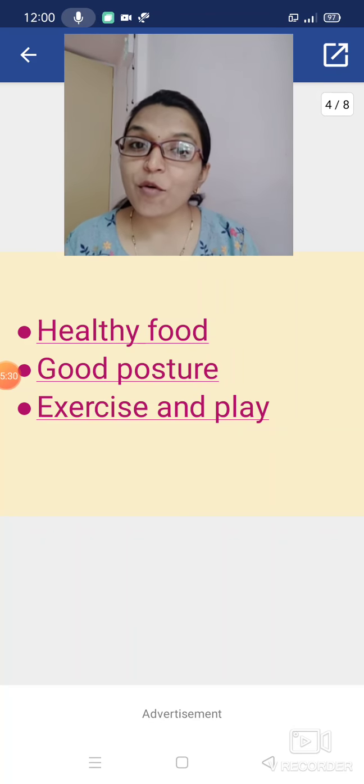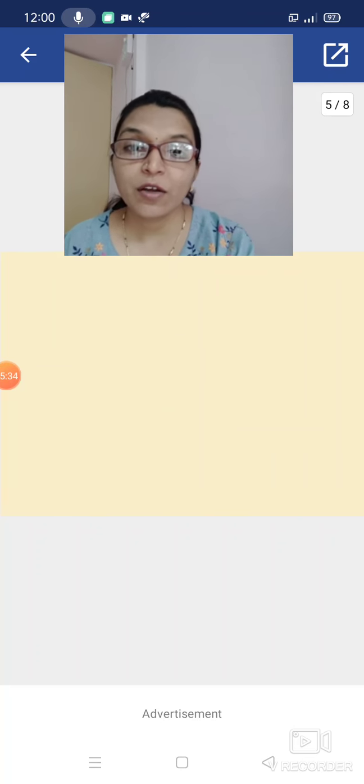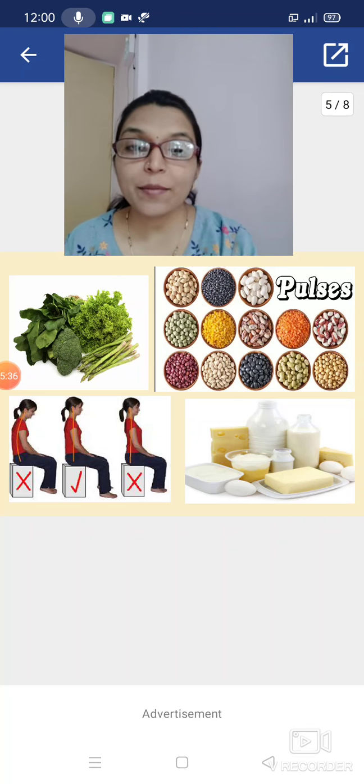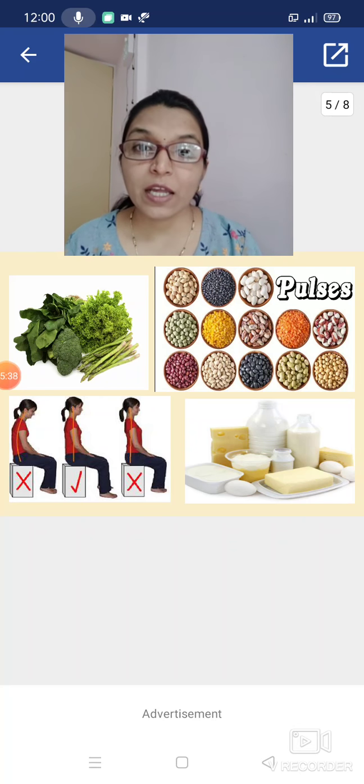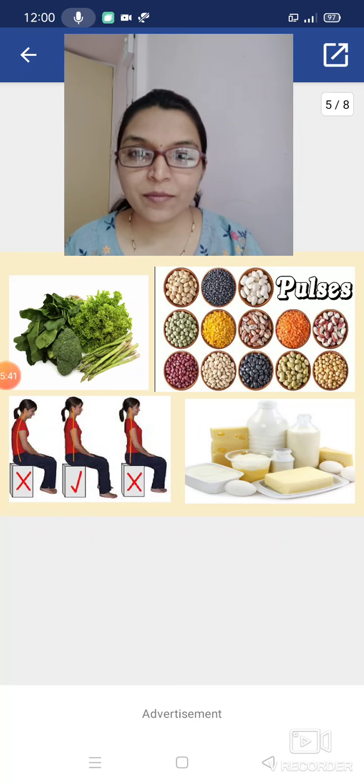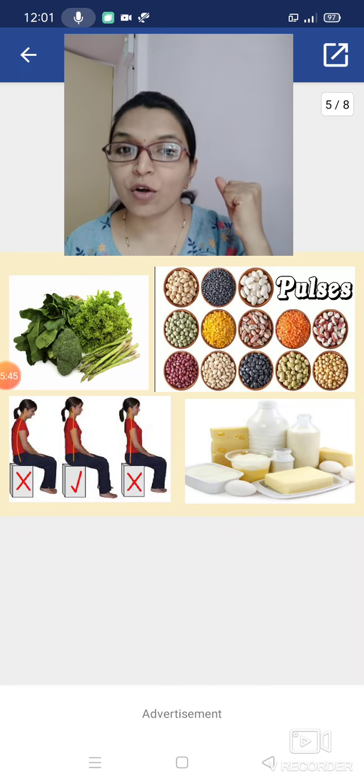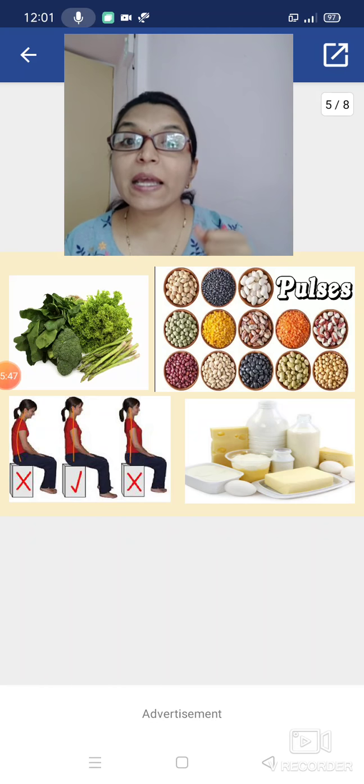Then which type of food do we have to eat? We have to eat leafy vegetables, then pulses, and all milk products. Then we can keep our bones strong and our body healthy.